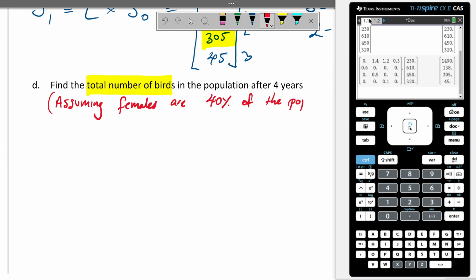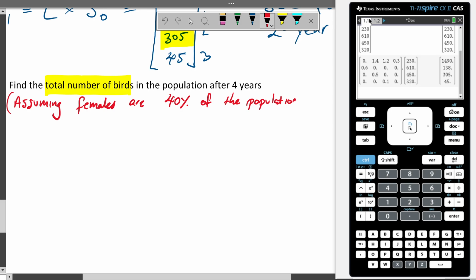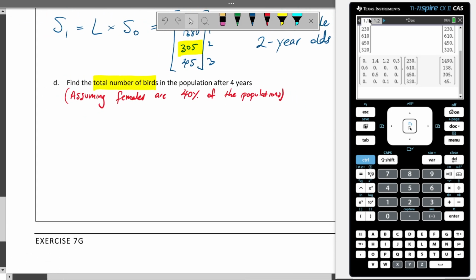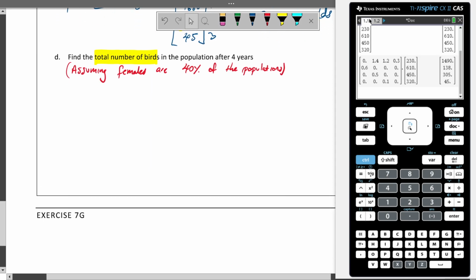Because now, as you can see, this question isn't just asking how many females are in the population, it's asking what's the total population. Well, if you want to figure out the total population, you therefore need to know what percentage of that population is made up of females. So that's why the question has to specify it. And Edrolo does specify it. And I'm sure other textbooks do as well. So it says find the total number of birds in the population after 4 years. That means we want to find S of 4.